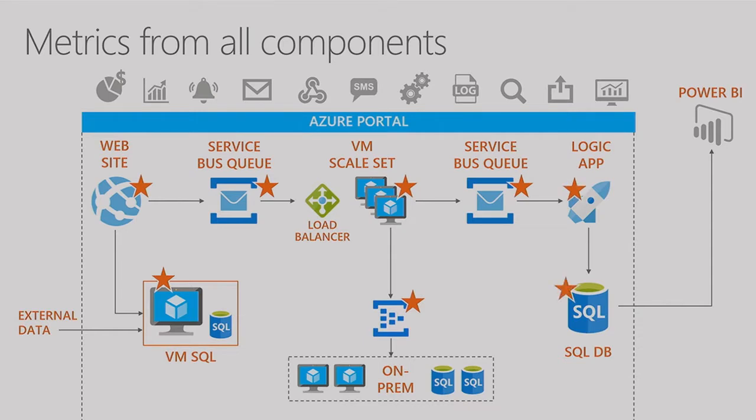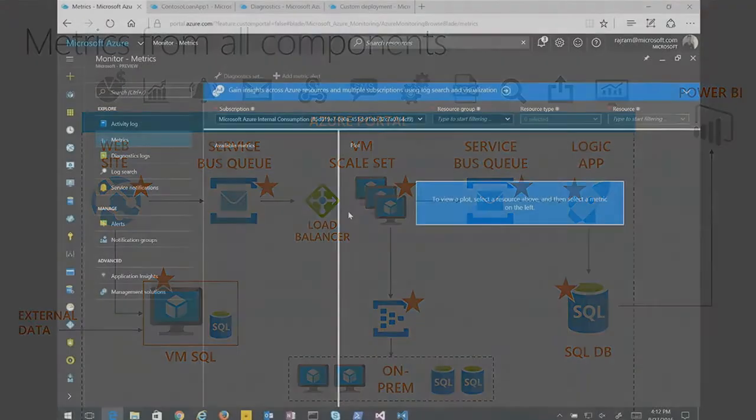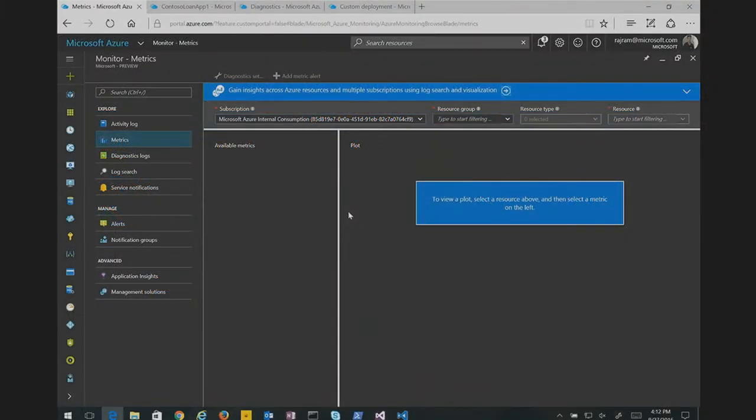Now, I need to keep track of how all these different components are performing. How am I going to do that? It's really easy to track what's going on for every resource in Azure. Every resource emits metrics, and you can go and figure out what the resource utilization is for every resource.